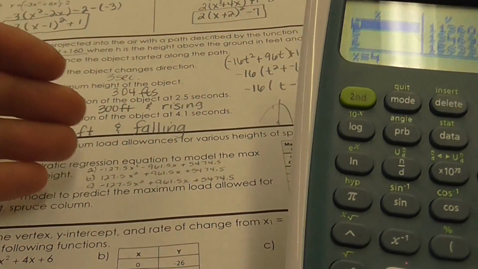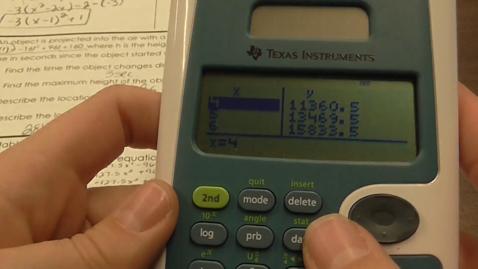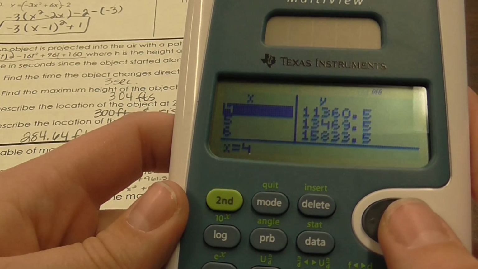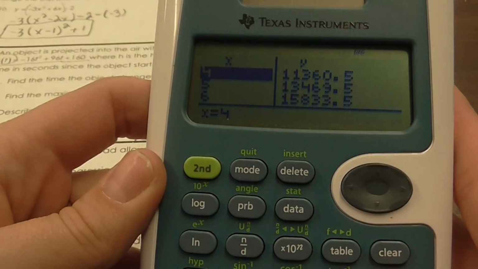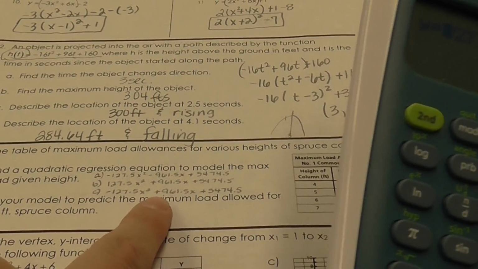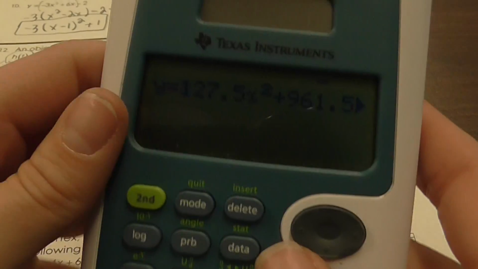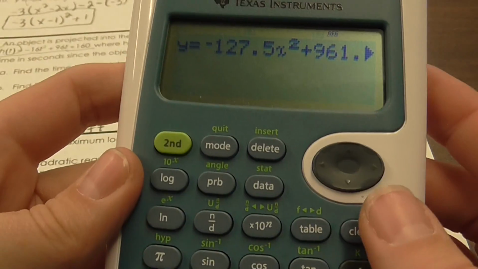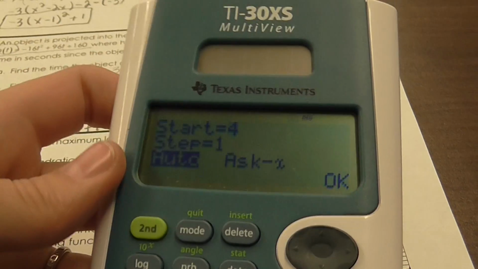Nope, those are not the same thing either. So obviously I only have one option, C. You're going to have 4 options on the EOCT and the test if this type of problem is on the test. So I'm going to go back to my table, and the only difference with this one is the 961 is positive, but now the 127 is negative. So I'm going to insert a negative sign and hit enter, enter, enter.